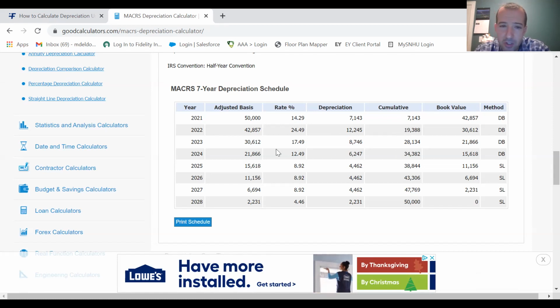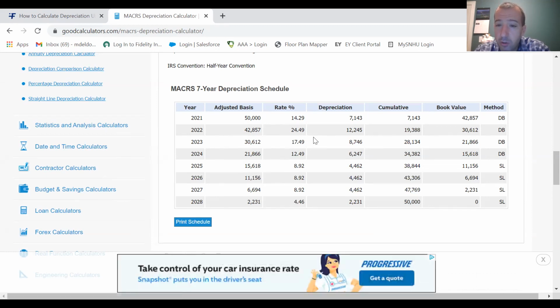We continue the process. In year three, we're going to take the year two adjusted cost basis, subtract the depreciation. There are two ways that you can do this.